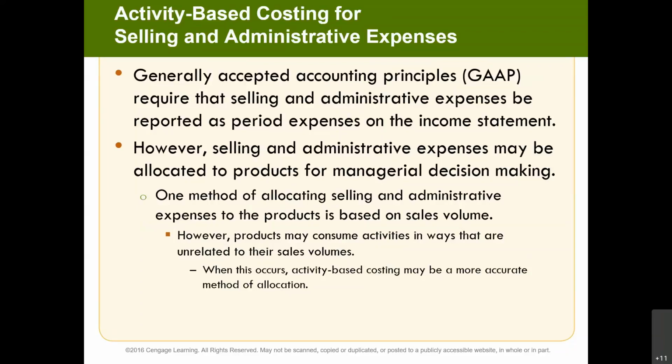So one method of allocating selling administrative expenses is based on sales volume. We talked about that, I believe, like 2 or 3 chapters ago. However, products may be consumed in activities in ways that are unrelated to their sales volume. So when this occurs, it's a more accurate method of allocation.